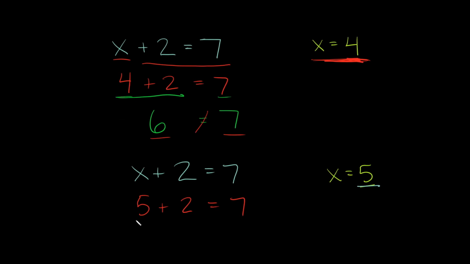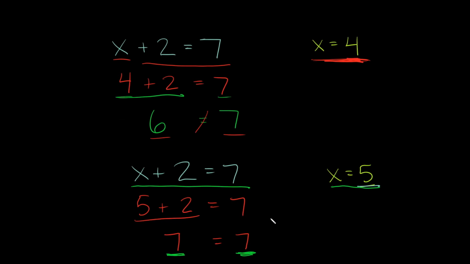Okay, now the left side. 5 plus 2, what does that reduce down to? 5 plus 2 is 7, right? And then we have our equal sign, and then we have this 7. So does 7 equal 7? Well, of course it does, right? So that means x is equal to 5 is a solution to this equation. Why is it a solution? Because it fits perfectly, and it gives us a balanced equation, right? Because we got 7 is equal to 7.